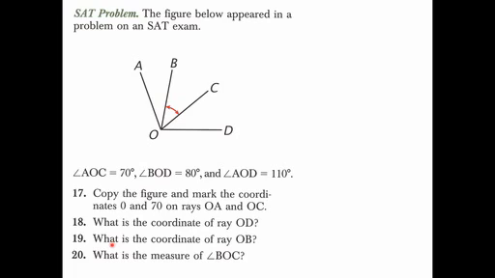We have an SAT problem here. I would encourage you, well, I guess they tell you to in 17, copy the figure. A lot of people just put their paper up there and trace it. Nothing wrong with that. Put in the coordinates 0 and 70. 0 on ray OA and 70 on ray OC. Use the other givens here about the angle measures to get the other coordinates and the measure of BOC. Getting practice with betweenness of rays and protractor postulate.